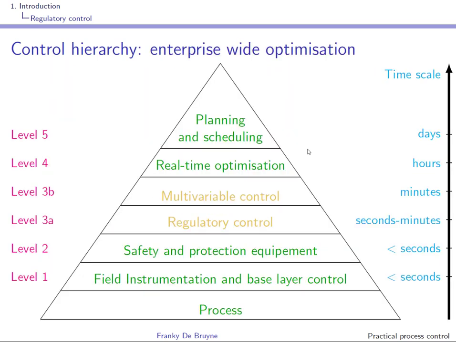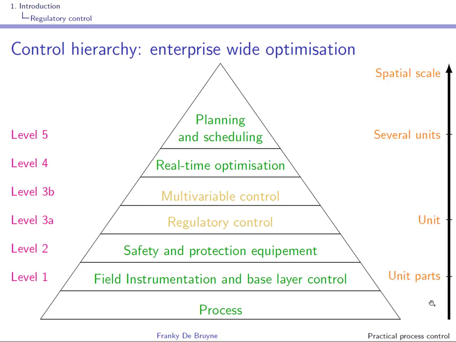The control hierarchy is often represented as a pyramid, as you can see over here, and from bottom to top you will see that time scales evolve from a second or less at the field level to several days or months at the top planning and scheduling level.